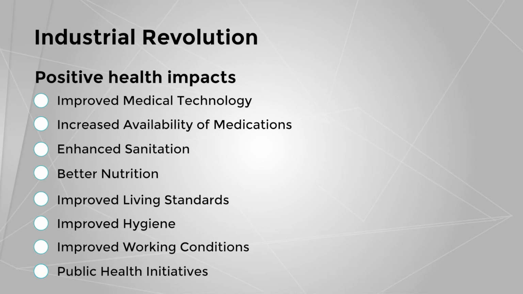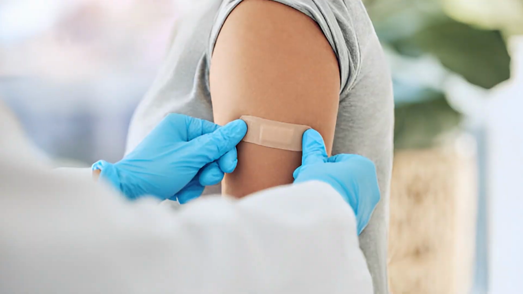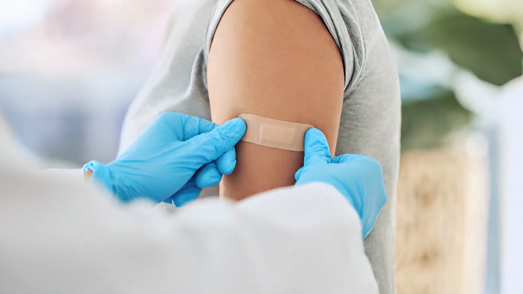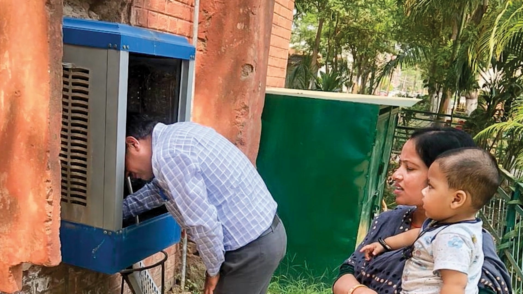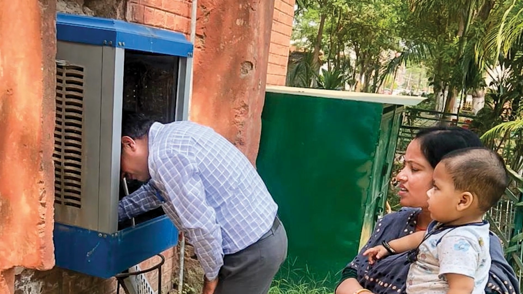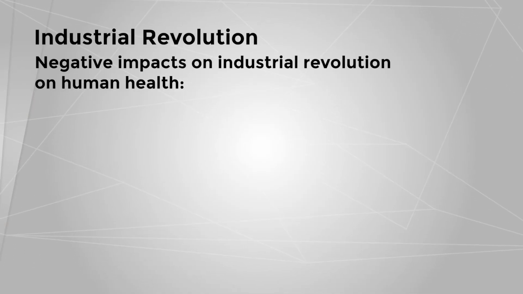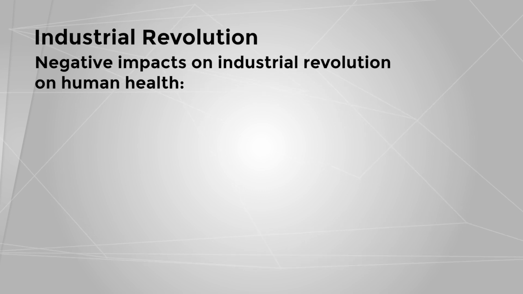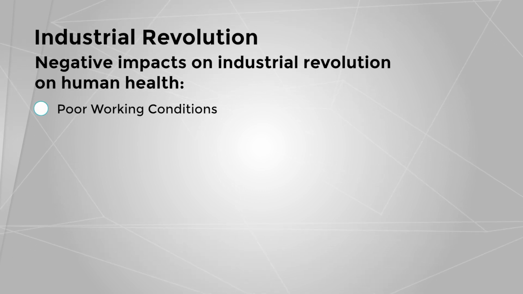Public health initiatives. Medical and sanitary revolutions highlighted the role of our environment in maintaining good health. The era saw the establishment of public health systems and regulations, including vaccination programs and health inspections, which helped control the spread of infectious diseases. Some of the negative impacts of the industrial revolution on health include poor working conditions.